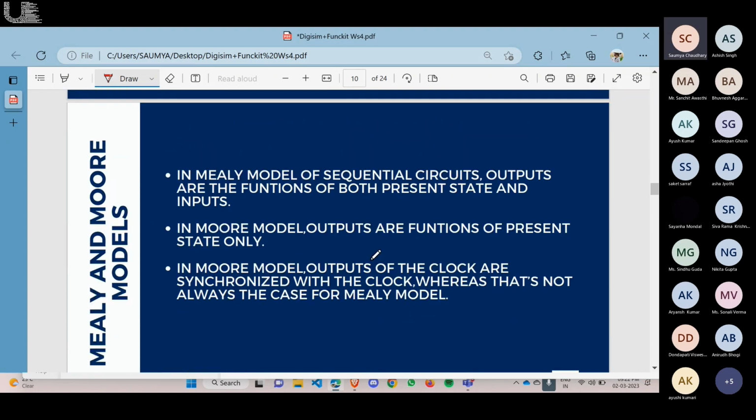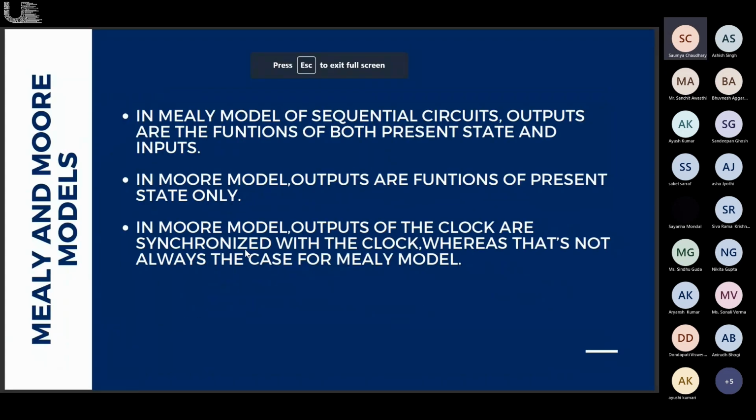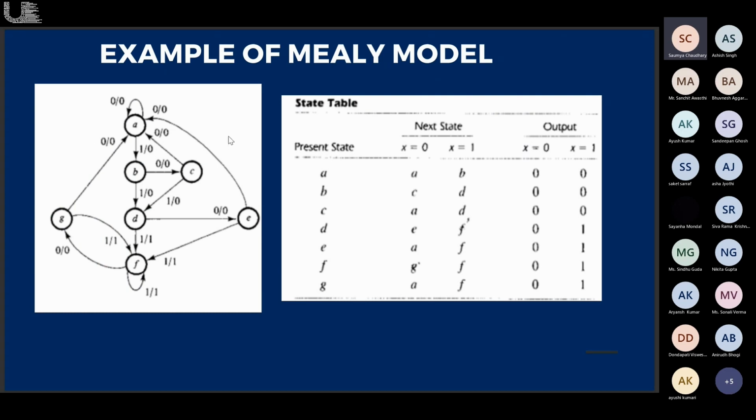Now we have two models, the Mealy and the Moore model. In the Mealy model of sequential circuits, outputs are functions of both the present state and the inputs. While in the Moore model, the outputs are a function of the present state only. It does not depend on the input. You can see the examples here. This is the Mealy model.